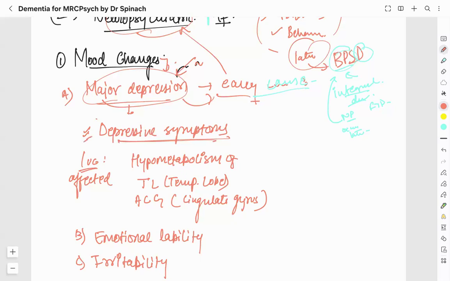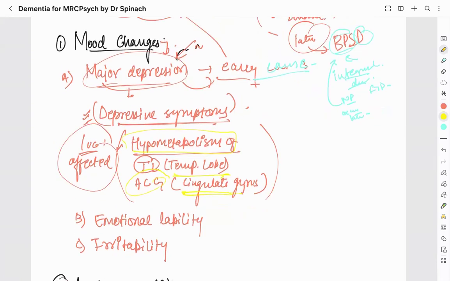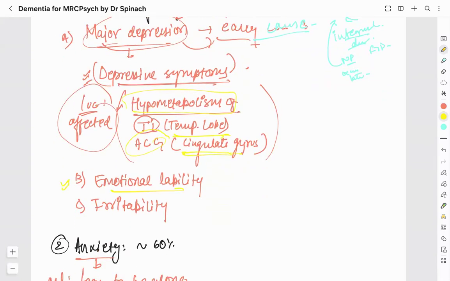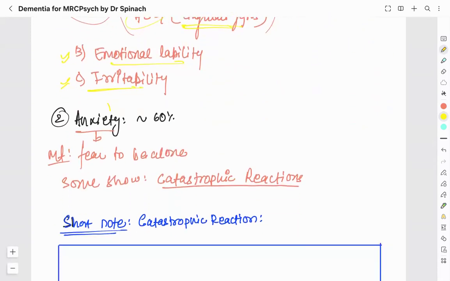So we have depressive symptoms. The location usually affected in patients with depressive symptoms having neurocognitive disorders like dementia is hypometabolism of the temporal lobe and anterior cingulate gyrus. Then other mood changes are emotional lability and irritability, which are also present in these patients. Then moving on to anxiety, which is present in a major chunk of the patients. A manifestation is that the patient has fear of being alone, and some patients even show catastrophic reactions.